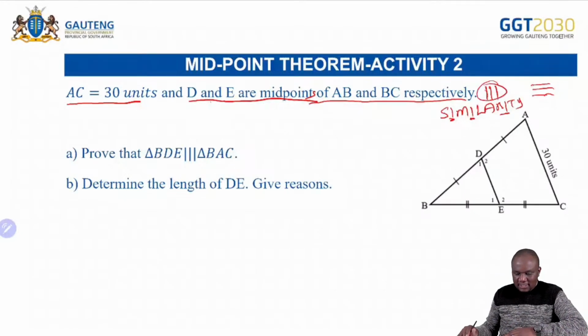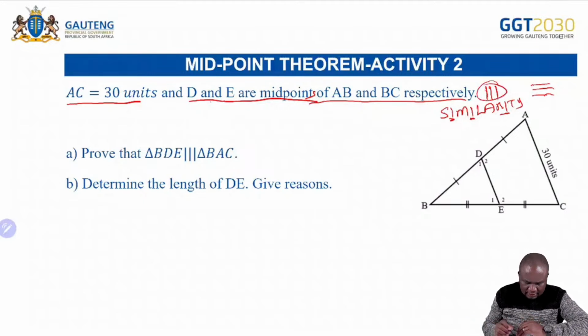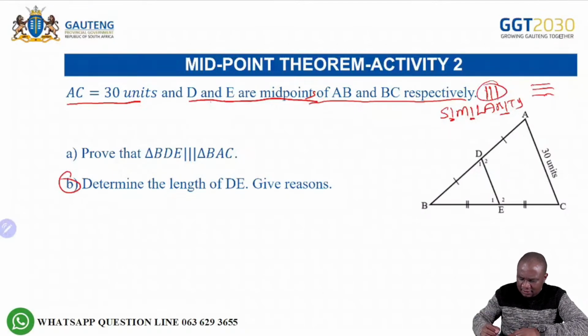Right, welcome back, grade 10. Let's mark our work. I think B was easier than A. Do you see that? Determine the length of DE. So DE is 15 units because of the midpoint theorem. Do you see that? Okay, but now let's do A.